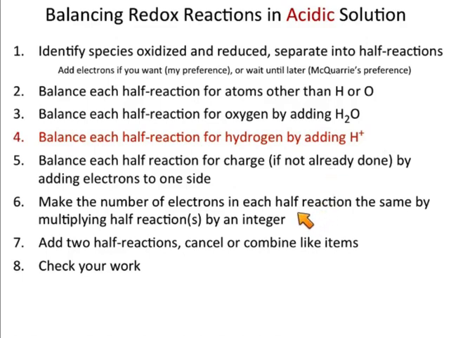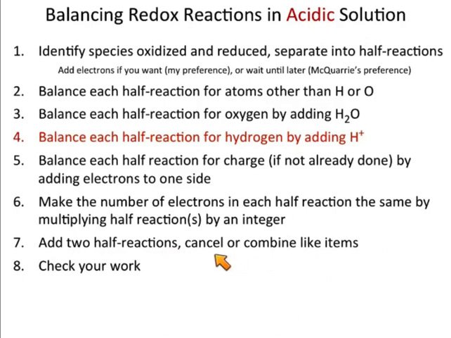Now, the thing we just did is we made the number of electrons match, right? Each half reaction needs to have the same number of electrons lost or gained, and so you have to adjust the half reactions to do that. And you do that by multiplying by an integer and distributing it all the way through. Then you add things together, and then you cancel or combine things that are the same on both sides.